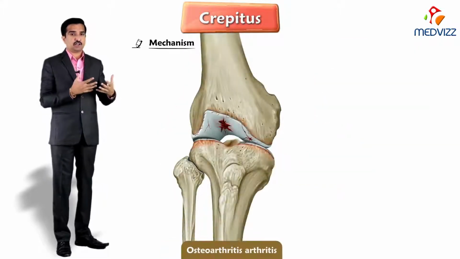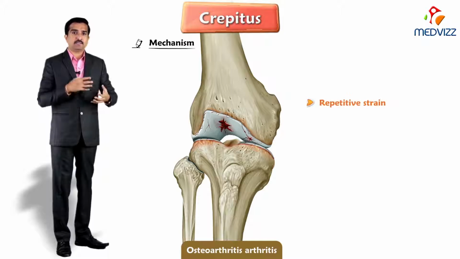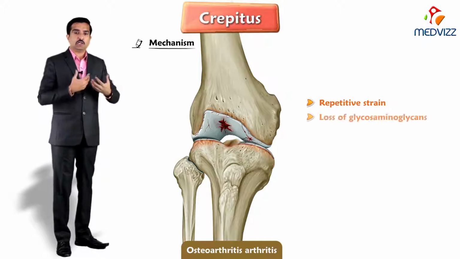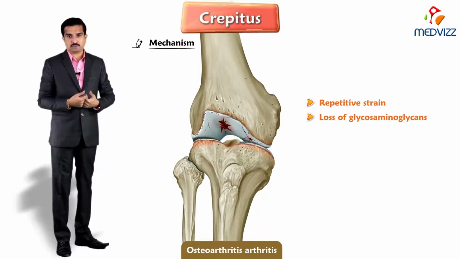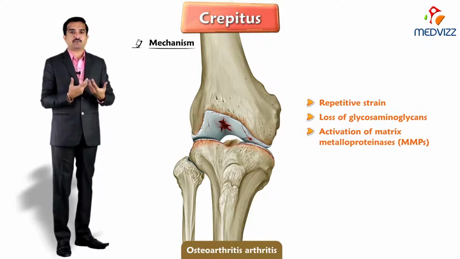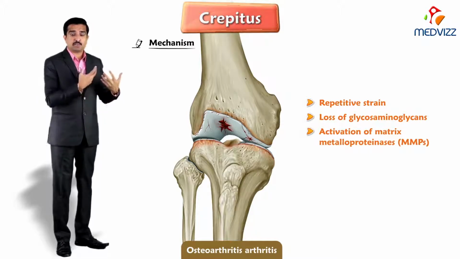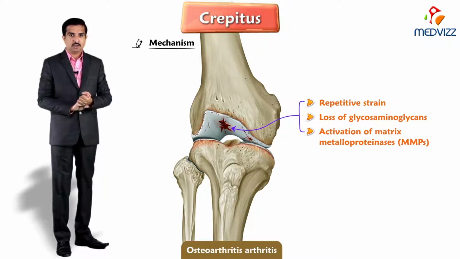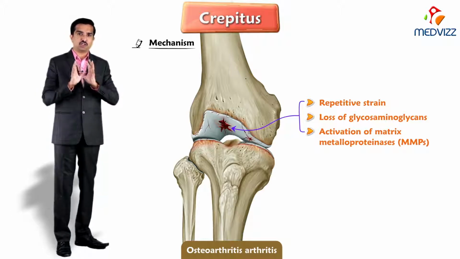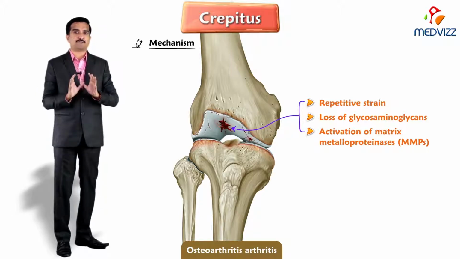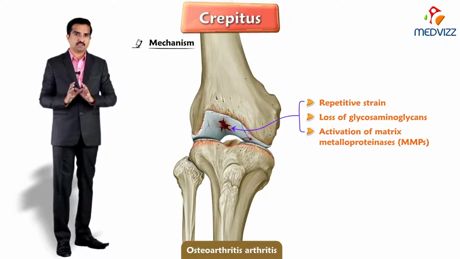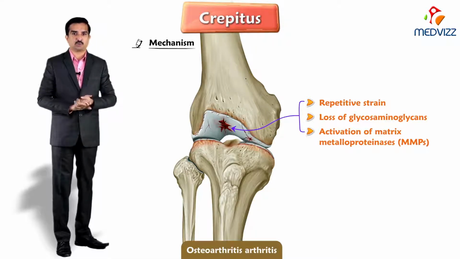But in a condition like osteoarthritis, a repetitive strain with loss of glycosaminoglycans and activation of matrix metalloproteinases is principally responsible for the damage. So finally there will be damage to the joint, but the mechanism is different in osteoarthritis as well as in rheumatoid arthritis.